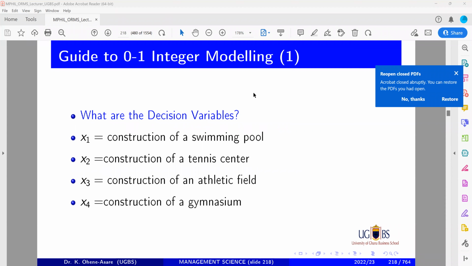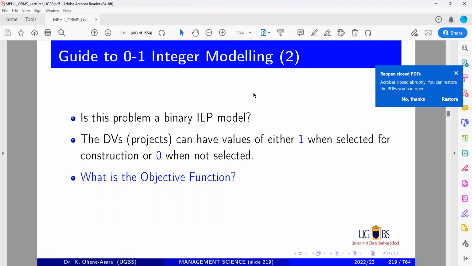So how do you represent that? Well, we've already indicated. If you are representing that, then it means it has to have a 0 or 1. When it has a value of 1, it means it's being constructed or it's going to be constructed. When it has a value of 0, it means we are not going to construct it. So 1 means construct, 0 means don't construct. And that is what makes it binary.